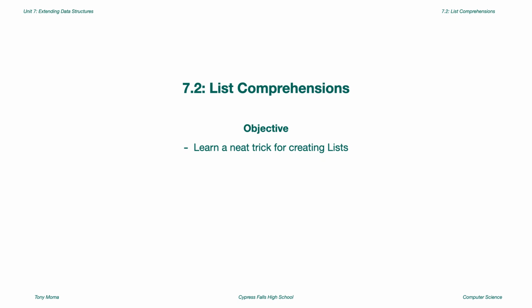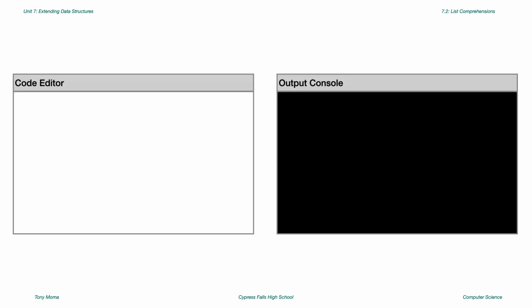List comprehensions. In this video, we will learn a neat trick for creating lists. Suppose I want to create a list that stores the first 5 positive integers. This of course could be done by first starting out with an empty list, then using a for loop to store the values 1 through 5 in the MyList. Then when we print out this MyList, this is what we get as our output, the values 1 through 5 in order.